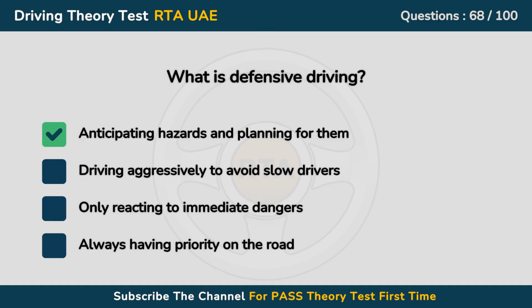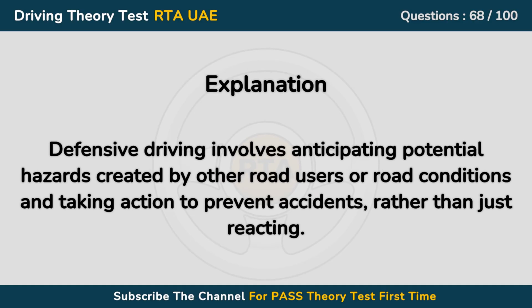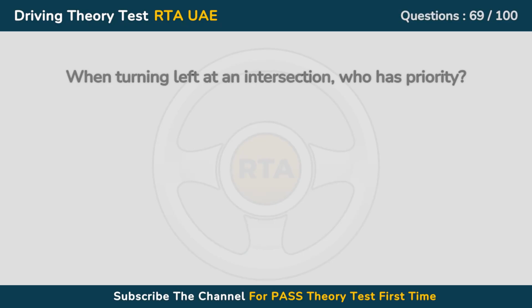Answer is A. Anticipating hazards and planning for them. Defensive driving involves anticipating potential hazards by other road users or road conditions and taking action to prevent accidents rather than just reacting.